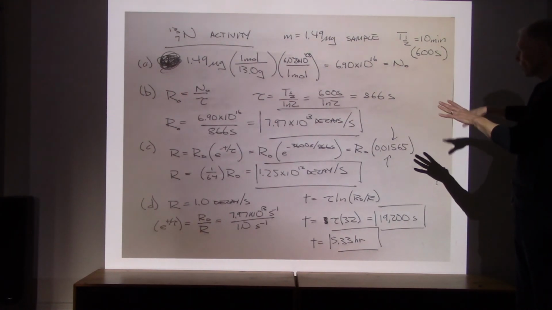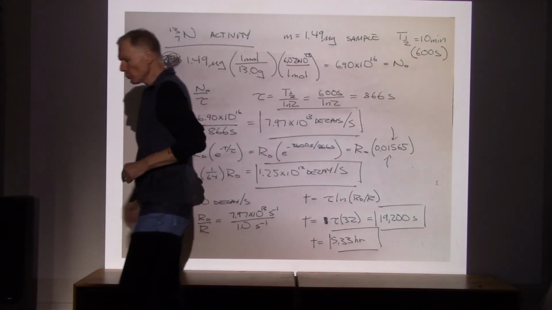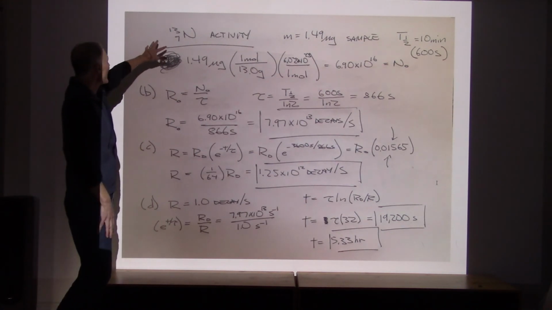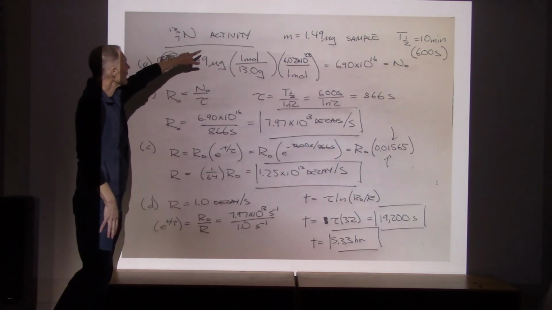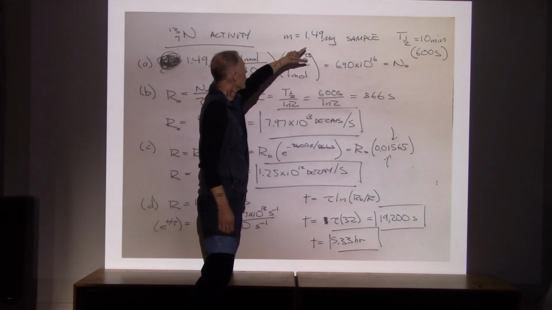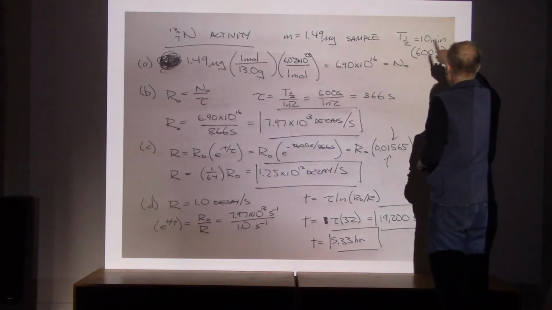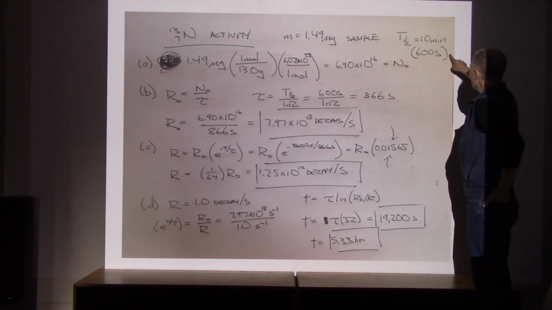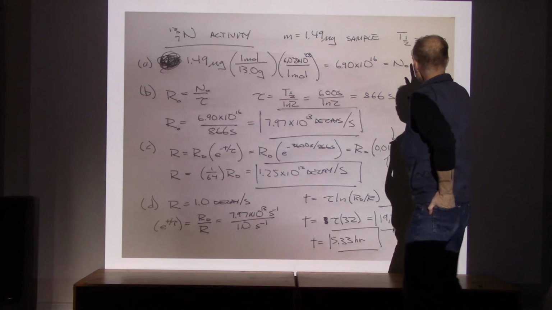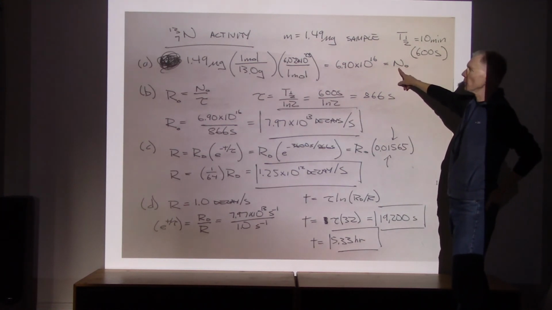So here is our written up solution to that particular example. And what we're looking at is nitrogen-13 activity. It says that we have a sample that has a mass, 1.49 micrograms. Along with that, we have a half-life that's 10 minutes or 600 seconds. So let's do this first. What they wanted us to do was come up with how many are we actually starting with.